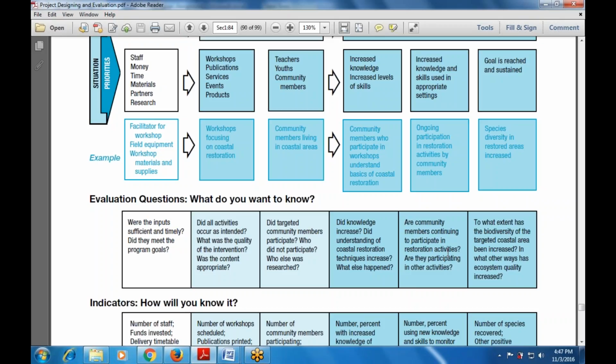To what extent has the biodiversity of the targeted coastal area increased? Whatever the coastal area, whatever the data that will be increased over here, whatever the material that will be used, that material will be known with the coastal area. In what ways has the ecosystem been enhanced, according to the data?